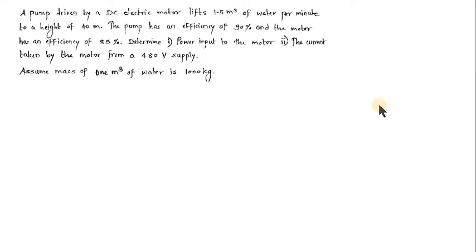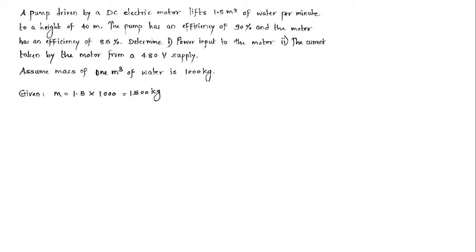So here the amount of water being lifted by the pump is given, and to what height it is being lifted is also mentioned. In this case we have to find out what electrical power input should be given to the motor for this process to take place, and then what amount of current this motor will require from a 480 volt supply. So let's start identifying the things given in the numerical.